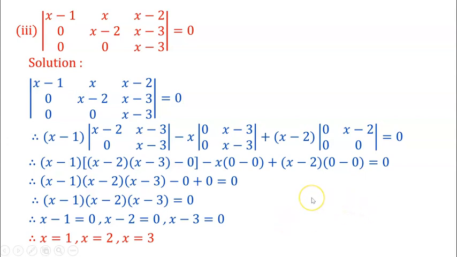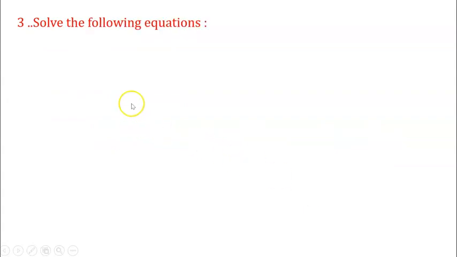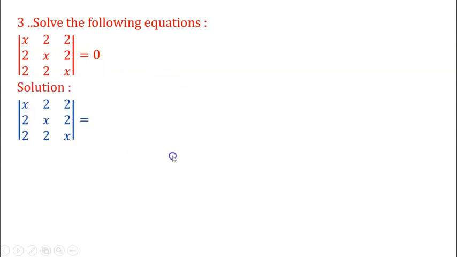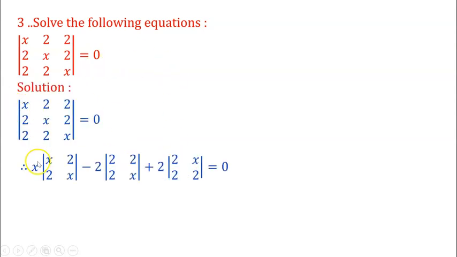Okay. Now next, question number 3. Solve the following equations. The first is the determinant with rows x, 2, 2, then 2, x, 2, then 2, 2, x. That's equal to 0. Now evaluate this. x into, again eliminate the element in the first row, first column, x, 2, 2, x. Next, minus 2. Eliminate the first element in the first row, second column, 2, 2, 2, x. Next, eliminate again the elements in the first row and third column, 2, x, 2, 2, and that's equal to 0.